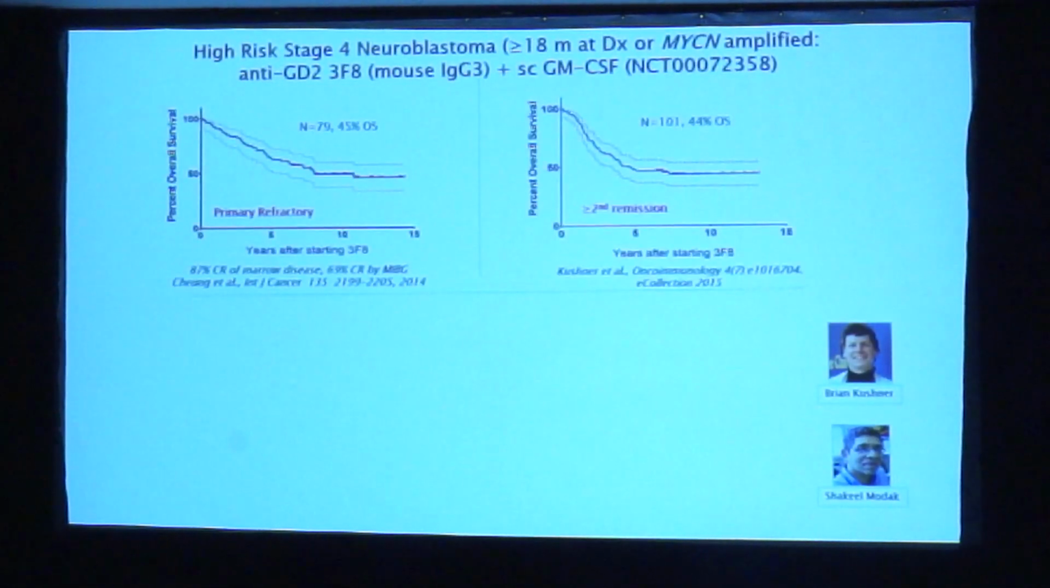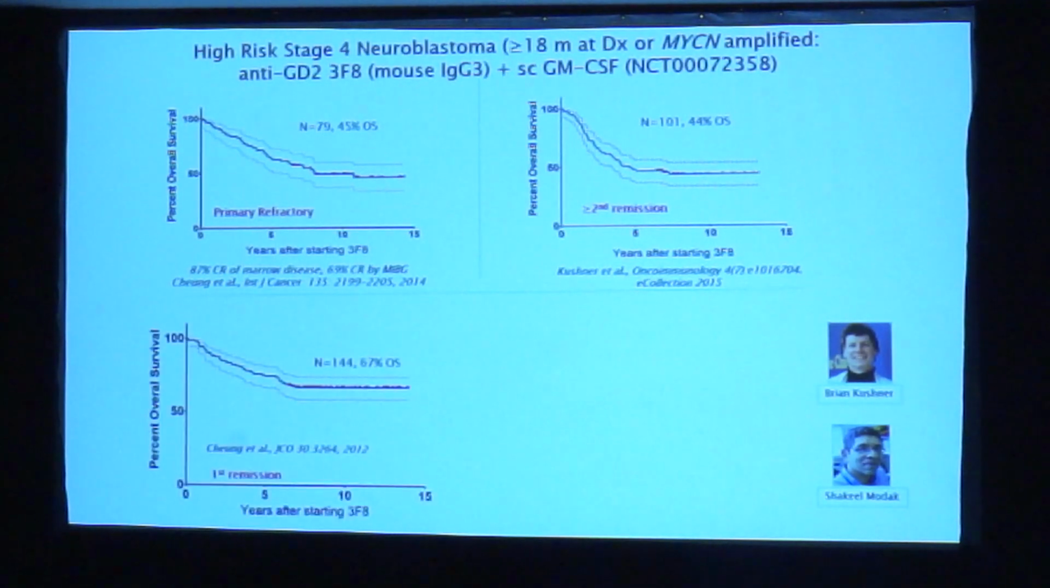Just to quickly run through what we've learned from GD2: we can now use GD2 antibody 3F8 in combination with a cytokine, GM-CSF, to get 87% of patients who are primary refractory into bone marrow remission. This is a very high response rate. If you look at the long-term outcome, after about 14 years of follow-up, at least 45% of patients treated in primary refractory are alive and well. Those patients treated in second remission are also doing well. That's why we went to the first remission patients, and the outcome was also very favorable.